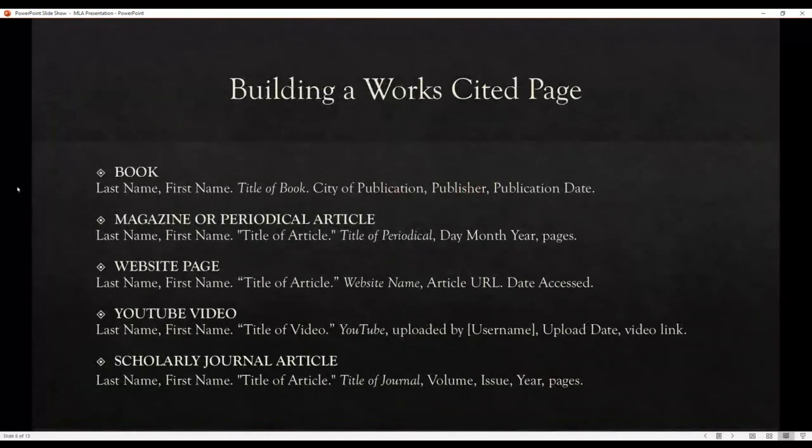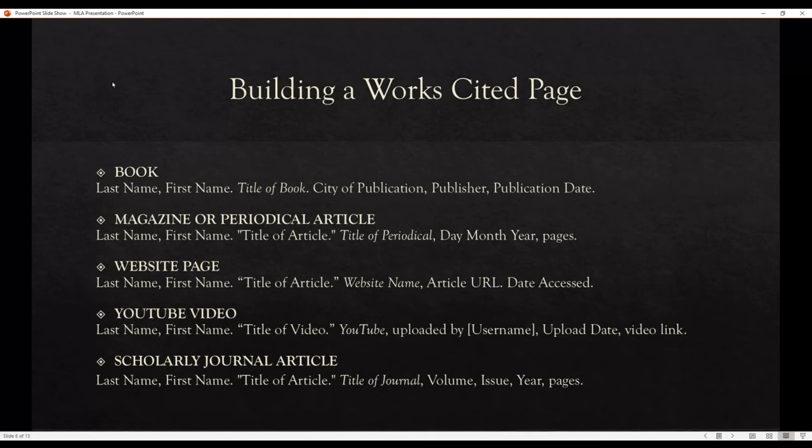Now we want to think about how we build a works cited page. There are a great many examples of how we build works cited, for many kinds of sources, but realistically, in your college career, there are only about 5 different formats you'll need to remember. The most common forms you'll end up using will be citing a book, a magazine or periodical article, a website page, a YouTube video, or a scholarly or journal article.